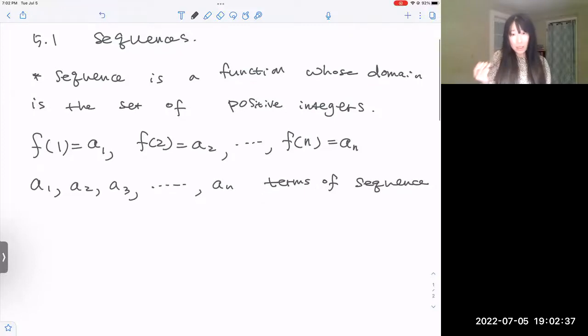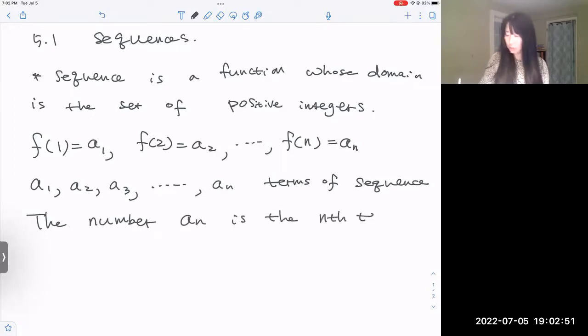The number a sub n, it's a number, we get the number, right? So the number a sub n is the nth term. Another terminology, terms. And this one, nth term of the sequence.